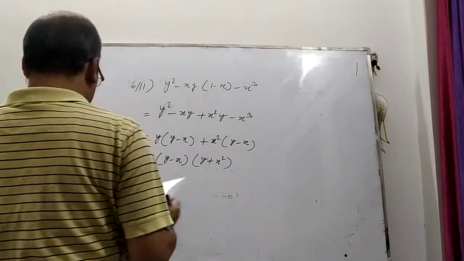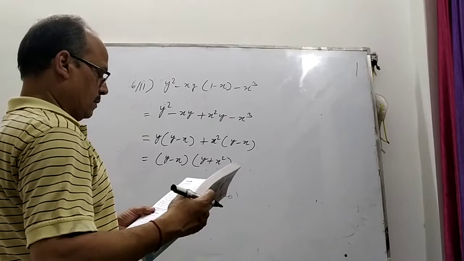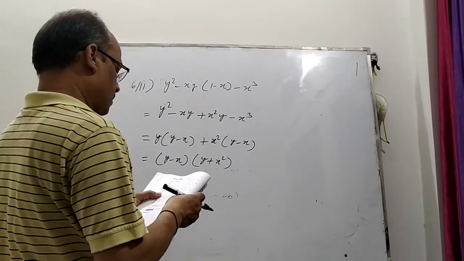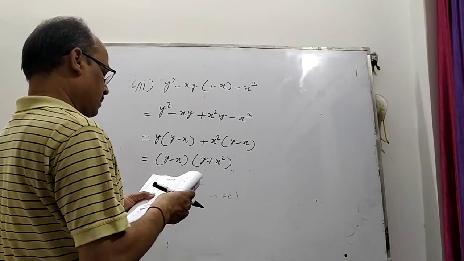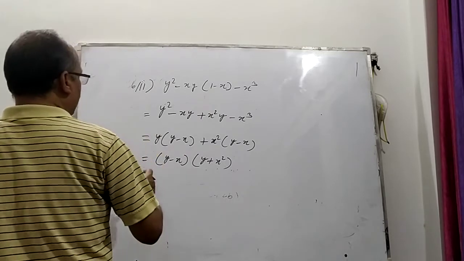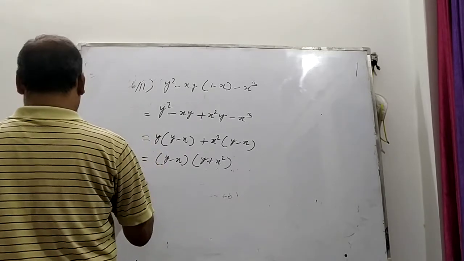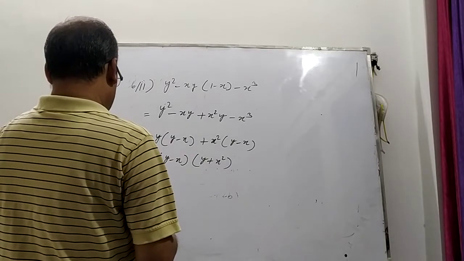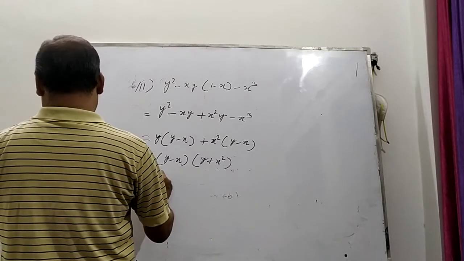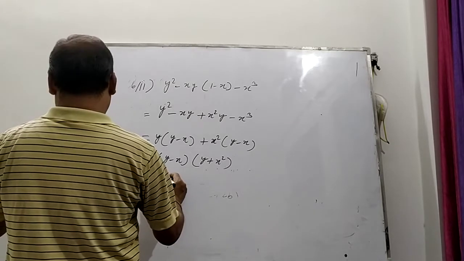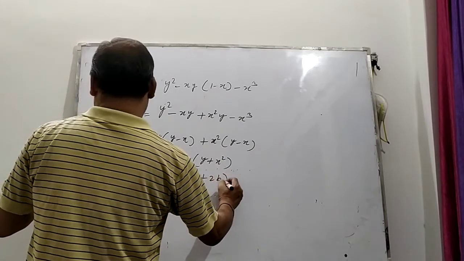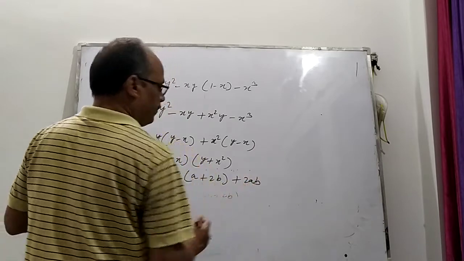See the next question. Yes, question number 8. Here second, x square minus xa plus 2b plus 2ab.